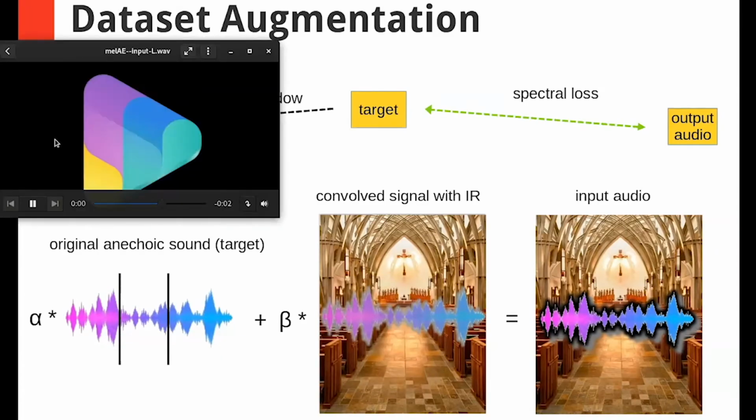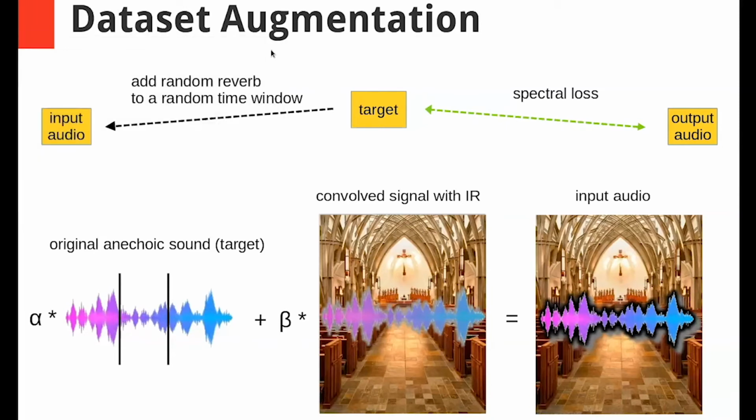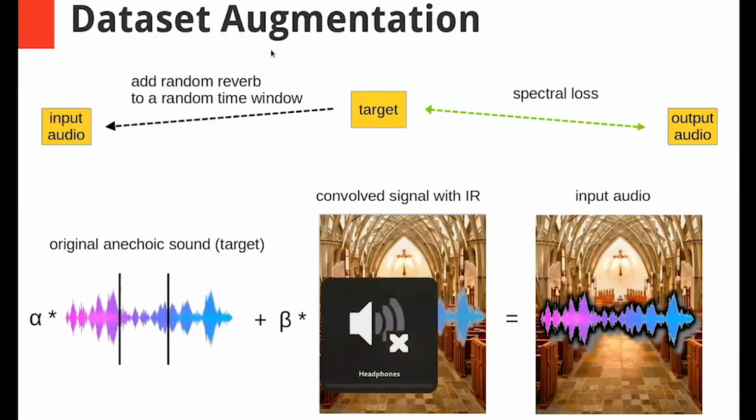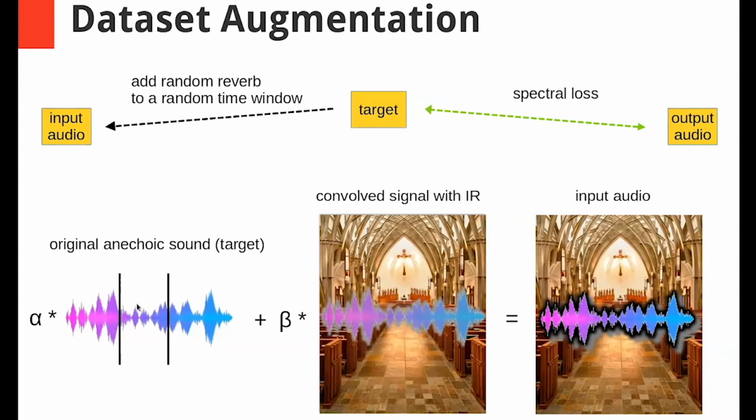We add some reverb on the fly, and we want back the target audio. We also take different frames in time from our data set, so every time it's a little bit different signal, a little bit different sample. We take the convolved signal and add them together back with different proportions, which is supposed to simulate how close we are to the microphone.